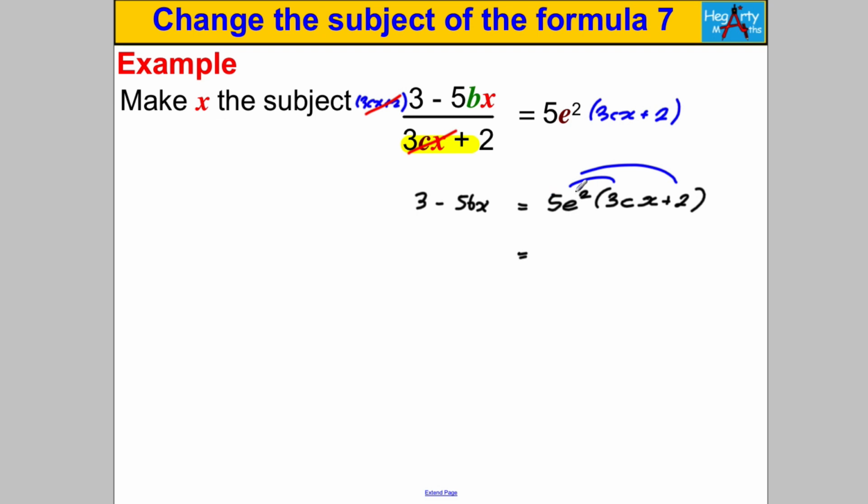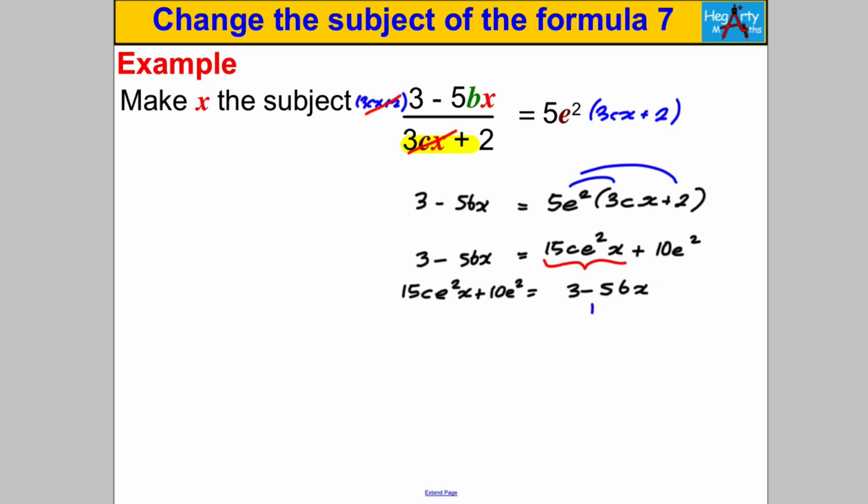Well, 5 multiplied by 3 is 15. e squared multiplied by c, we'd write the c first, then the e squared, and then the x. And 5e squared multiplied by positive 2 is positive 10e squared. Now if you don't mind, because there's an x on both sides and here there seems like positive x, I'm just going to rewrite it the other way around. So I want all the x's together, so I'm going to add 5bx to both sides to remove that subtract 5bx, so let me do that.